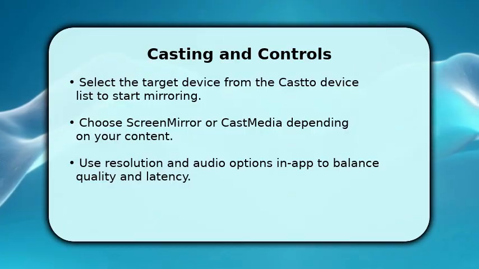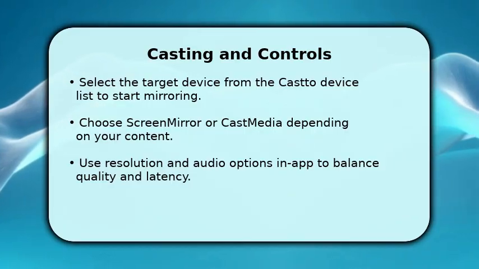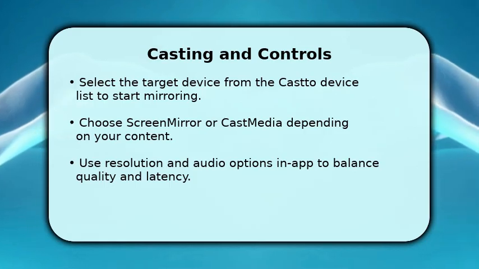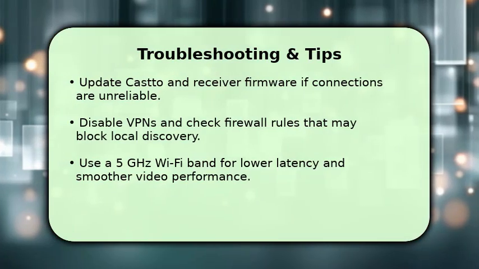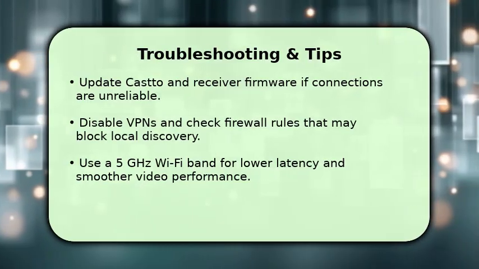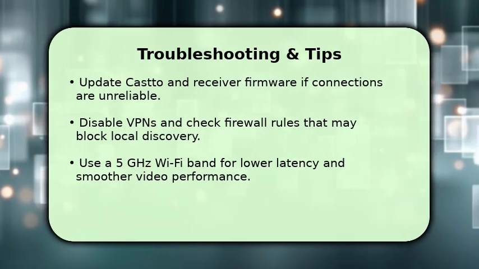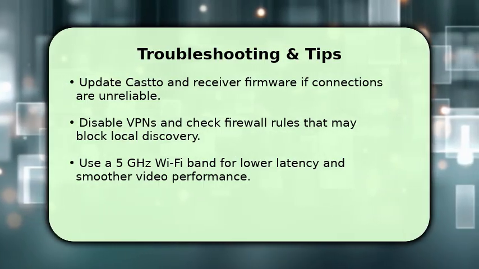Update Castto and the receiver firmware if connections become unreliable or unstable. Disable VPNs and check firewall rules that may block local device discovery on your network. Use a 5 GHz Wi-Fi band for lower latency and smoother video performance when available.